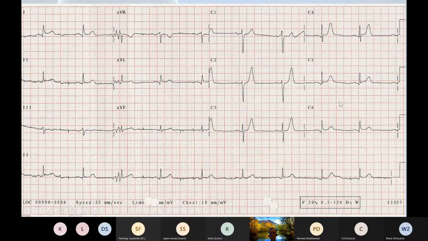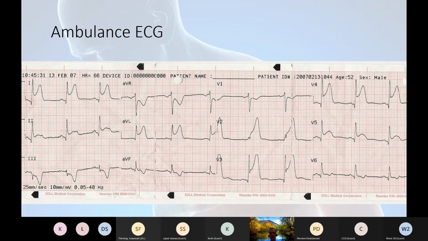But if you can look at a previous one and see that these are dynamic, definitely different from his admission, then you've really got something to be excited about and saying this is ischemia. And it's critically important to look at all the ECGs because things do get missed. And this was this patient's ambulance ECG.